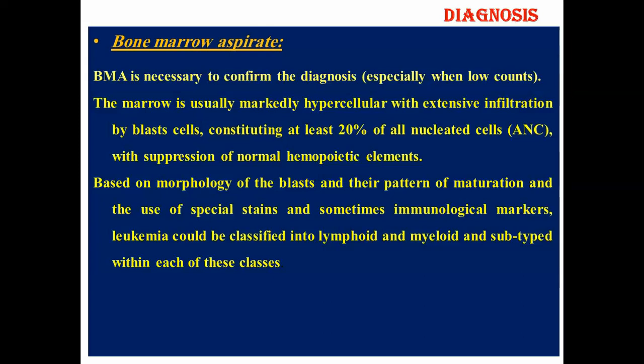means there is a suppression. Or even sometimes, when there is extensive leukemic infiltration, it suppresses other hemopoietic elements. There is no normal hemopoietic element. This shows that the disease is so aggressive and so extensive that it is suppressing other hemopoietic elements. Based on the morphology of the blast and their pattern of maturation, and the use of special stains, sometimes immunological markers, leukemia could be classified into lymphoid and myeloid subtypes and subtypes within each of these classes.